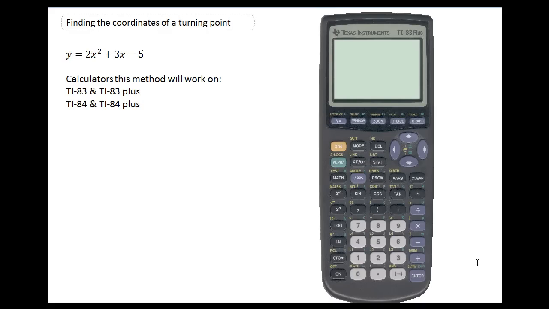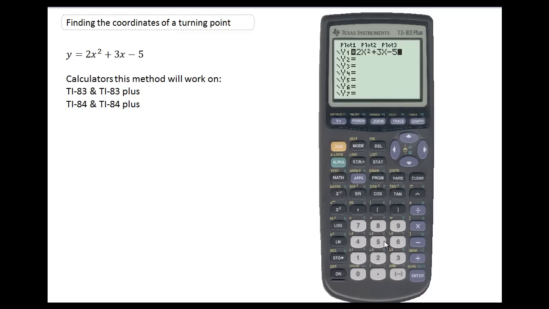So we're going to use the calculator's graphing capabilities to find the coordinates of a turning point. To do this, we first of all have to enter the equation that we're looking at. So we enter by pressing y equals, takes us to this screen. Press 2, then the x key, then squared, plus 3, and the x key, minus 5.